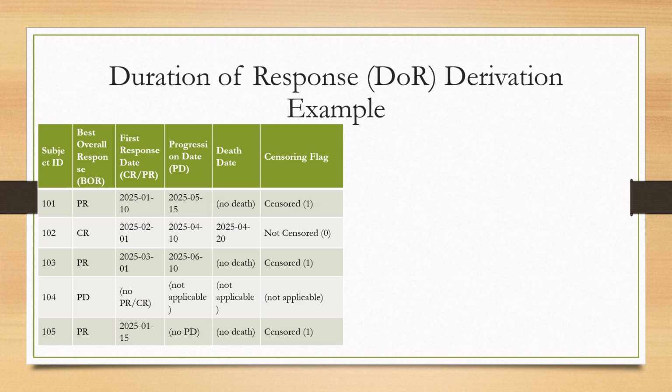The subject 104 did not achieve a response, so DOR is not applicable. The first response date for subject 105 is the partial response date, which is 15th of January 2025. The progression was not observed, so the DOR calculation is censored at the last known follow-up date as there has been no progression or death. The exact censor date depends on the last follow-up or the study closure date.